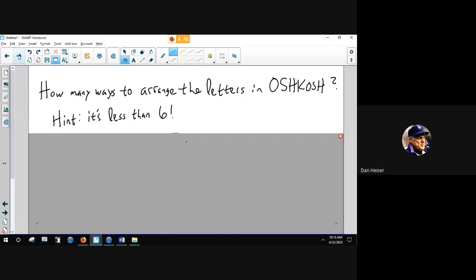On to the next problem. Here we have a word, actually the name of a city, with 7 letters. How many ways can we arrange these letters? And my hint is actually incorrect. My hint should be: less than 7 factorial.